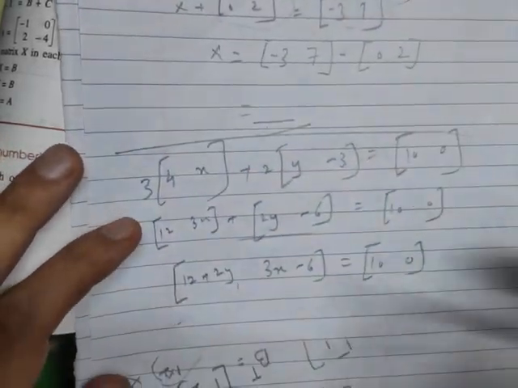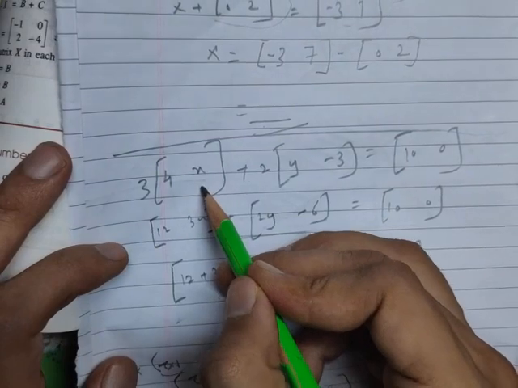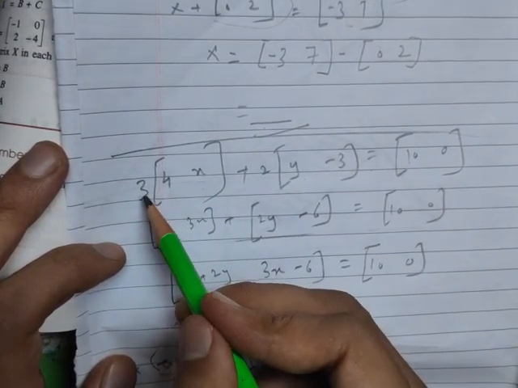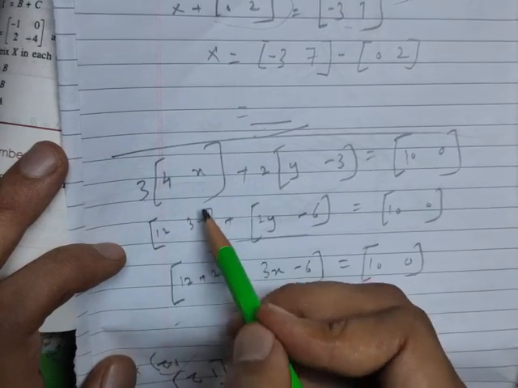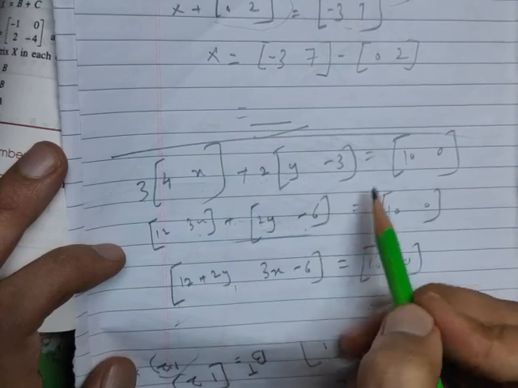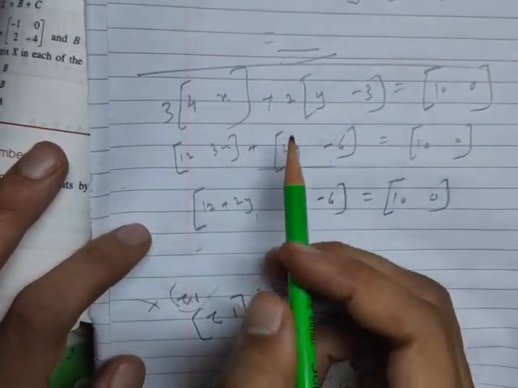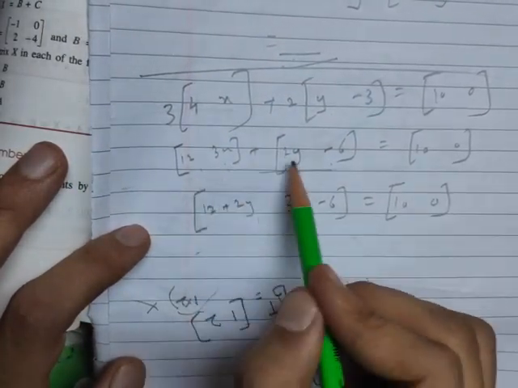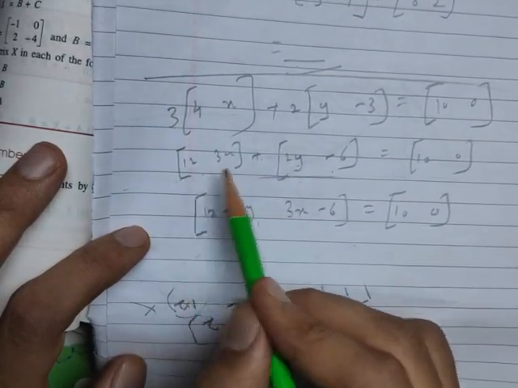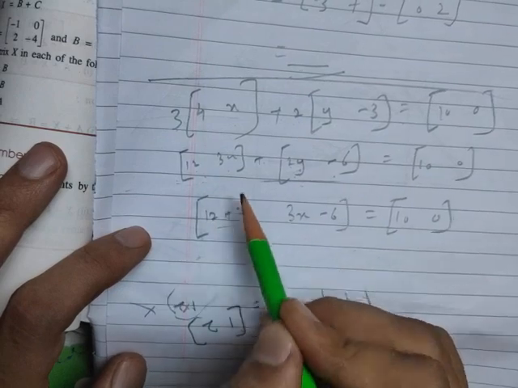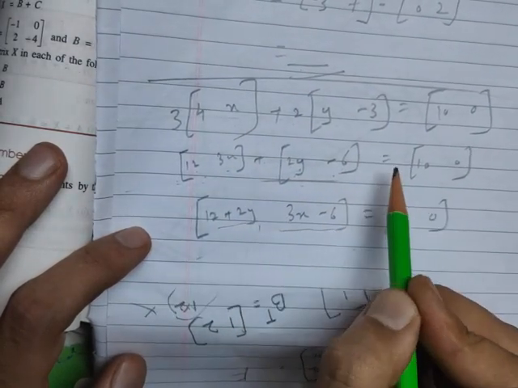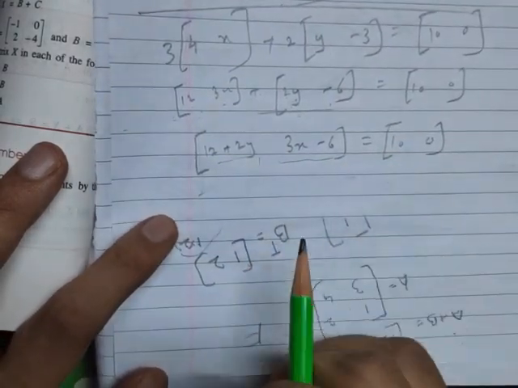So here is a question. 3 into so and so matrix plus 2 into so and so equals so and so. So scalar multiplication, 3 4s are 12. 3 into X, 3X plus as it is 2Y minus 6 equals 10 0 as it is. Now addition of 2 matrices. Yes, order is same. I can add corresponding elements: 12 plus 2Y here, 3X minus 6 here, equals 10 0. I have written 10 0.